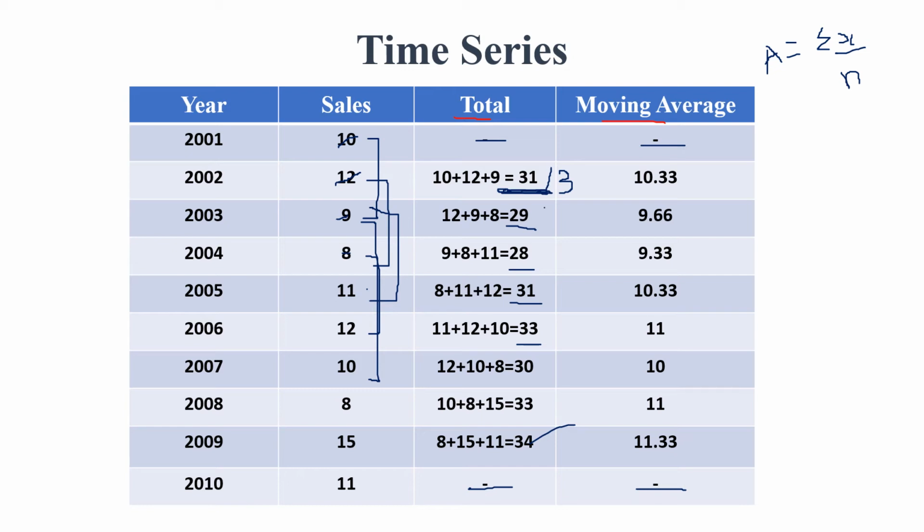Same way, 29 divided by 3, 28 divided by 3, 31 by 3, and so on. So this is exactly the data which we represented, and in this way we are going to calculate the 3-yearly moving averages.